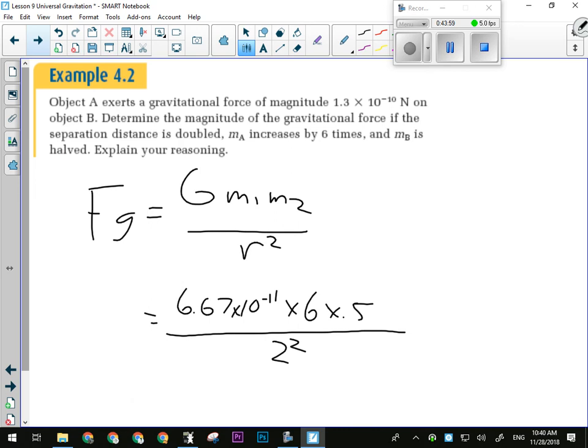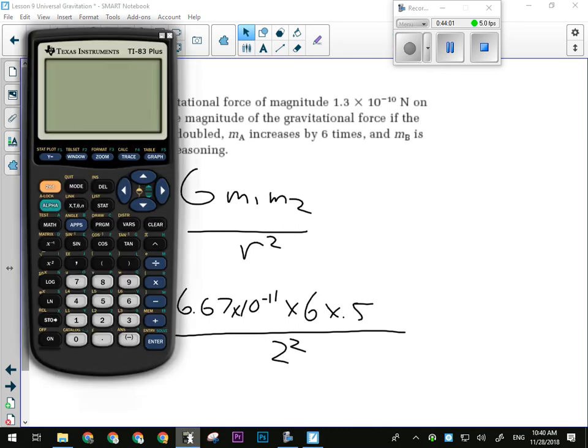Now, I'm obviously not going to get the actual force of gravity, but I'll know that if I get a number greater than 1, it's going to be bigger, and if I get a number that's a decimal, then it's going to be smaller. So we'll have our 6.67 e negative 11, times 6 times 0.5, and then divide that by 4.